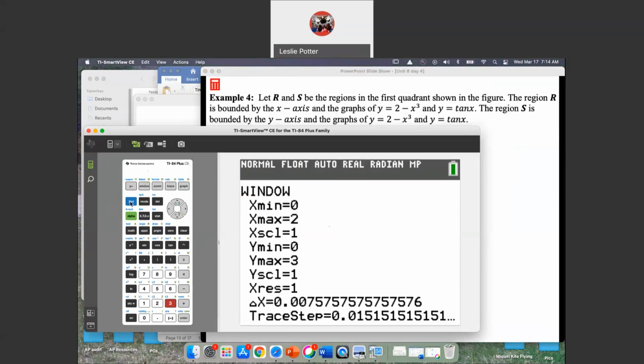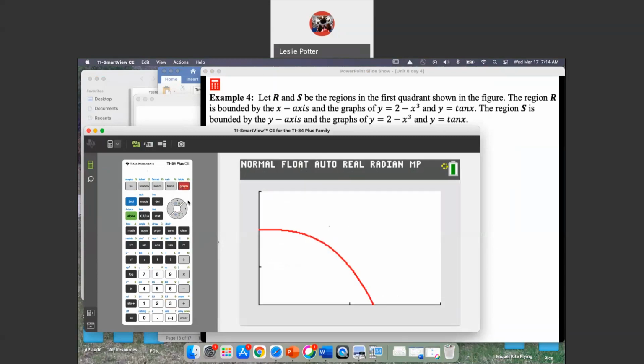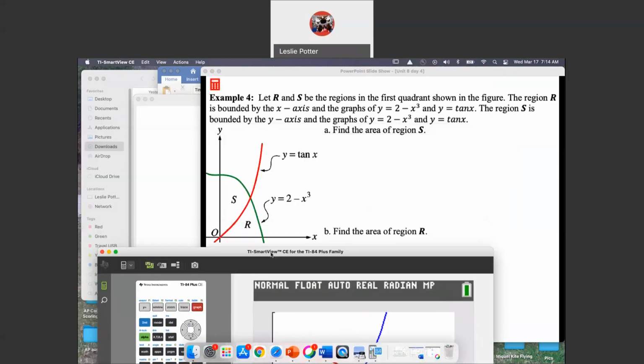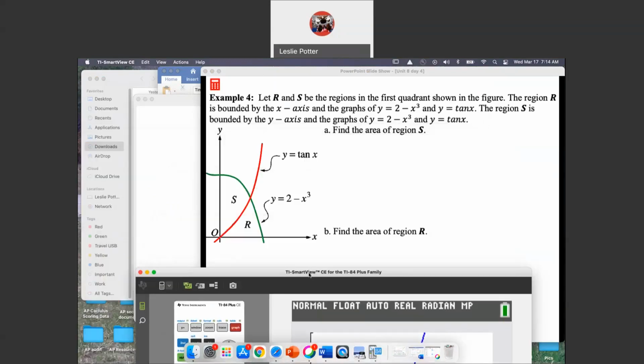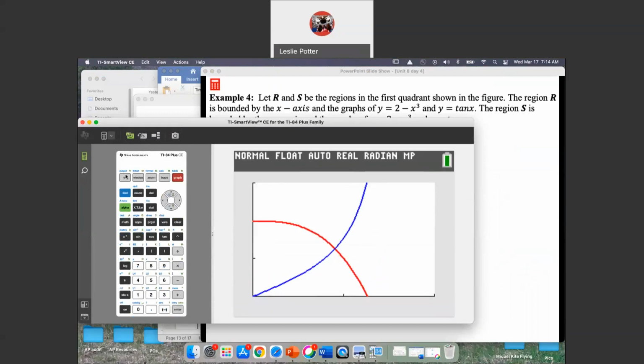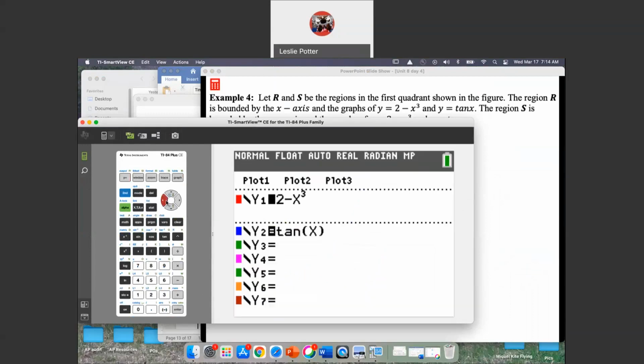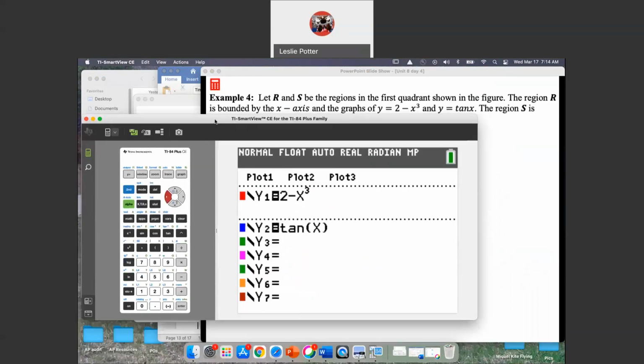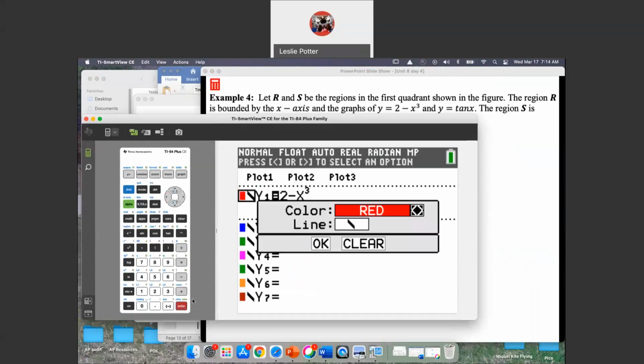All right, so now I'm going to go back to the graph. Okay, so here's my graph. It looks kind of like what you see in the graph here. In fact, I'm going to go back here just for color coding.